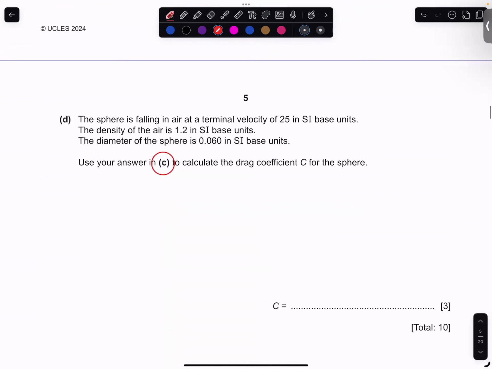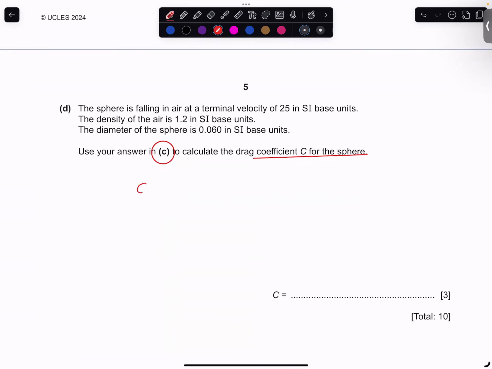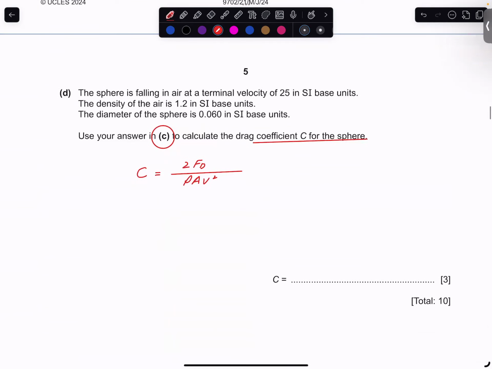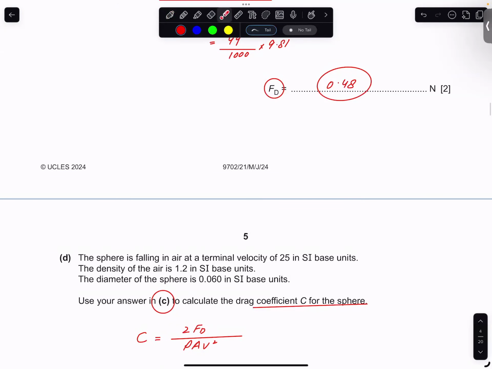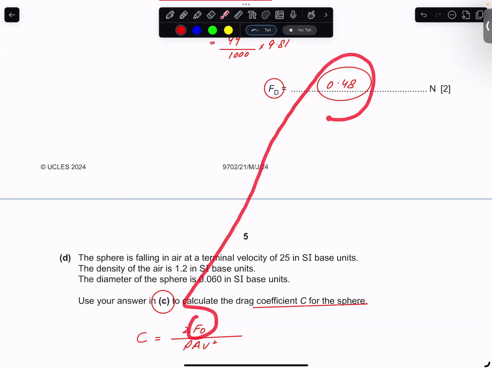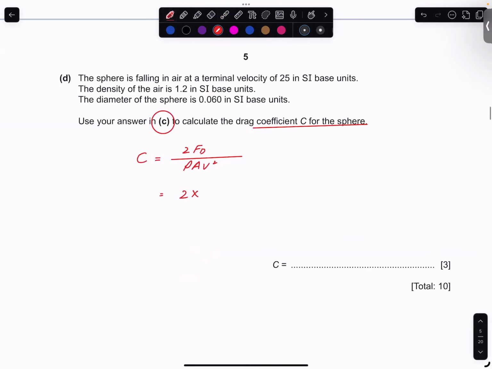I will use the value of the drag to calculate the drag coefficient C for the sphere. So I already made this equation for C. C is the subject, and my final equation is C = 2 times FD over rho, area, and v square. So 2 as it is, a constant. FD, we just found the value 0.48.